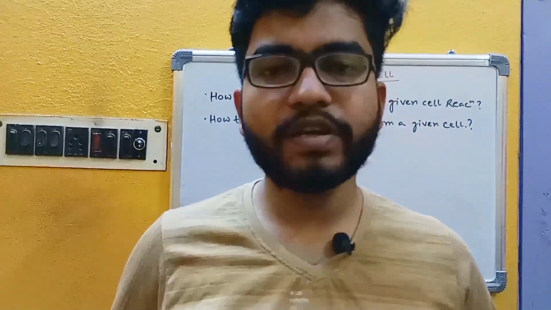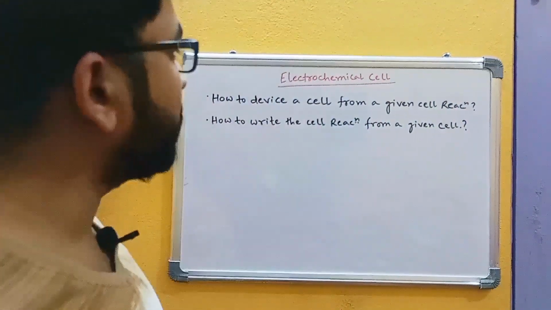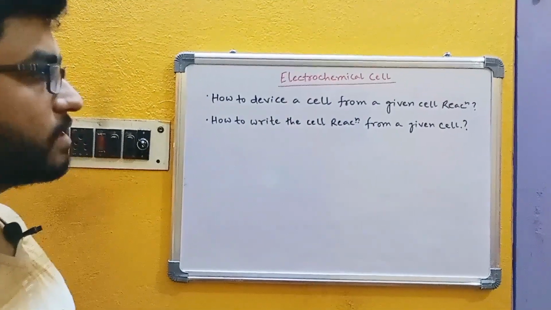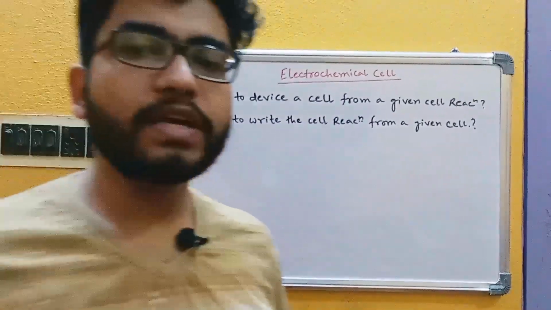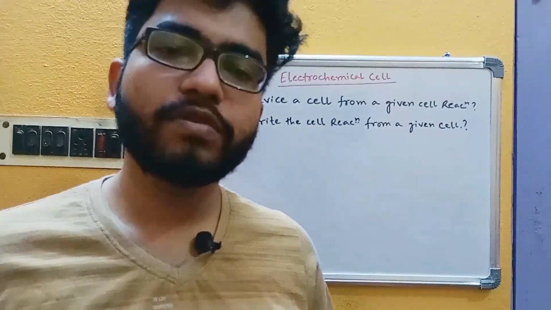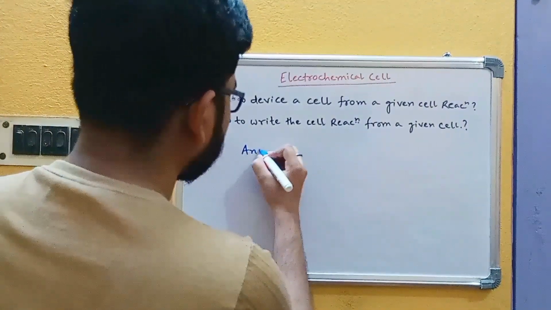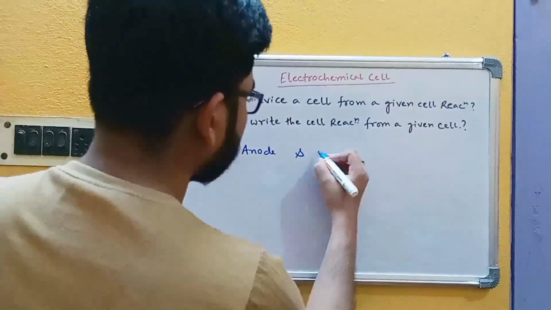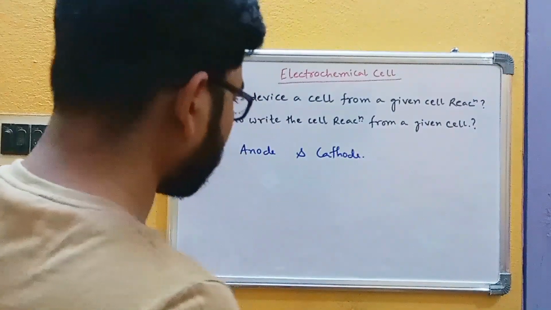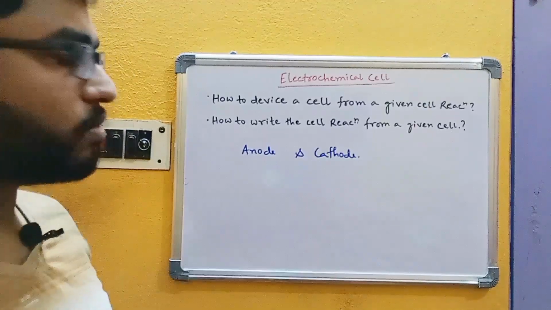In this video, we will discuss electrochemical cells, and you will also learn how to devise a cell from a given cell reaction and how to write the cell reaction from a given cell. Before we start, we all know that every electrochemical cell consists of two electrodes, that is anode and cathode. Now, which reaction takes place in anode and which reaction takes place in cathode?